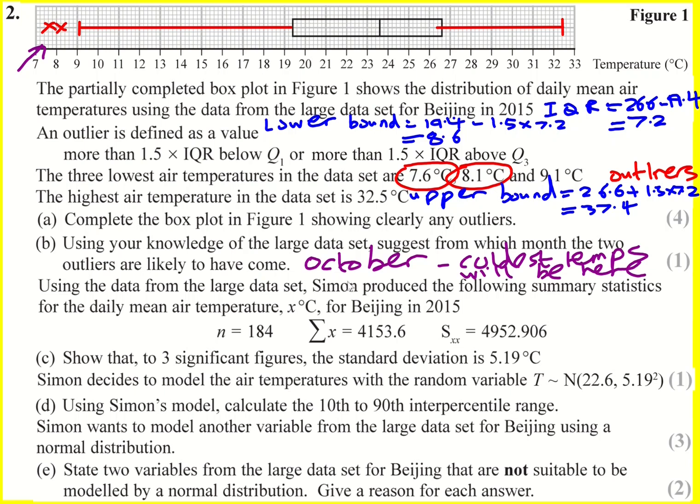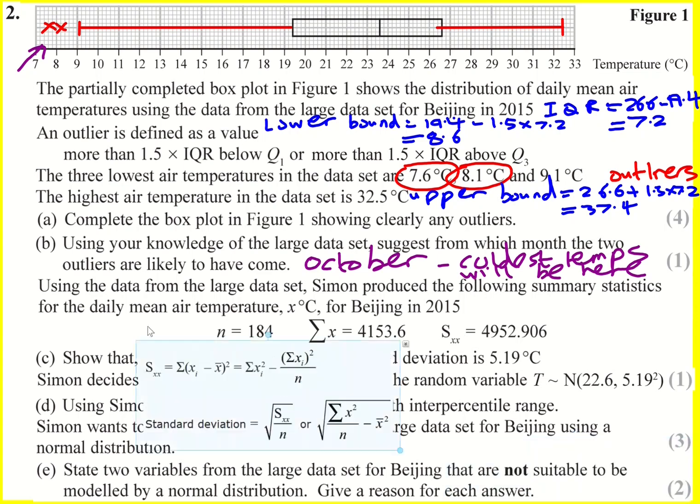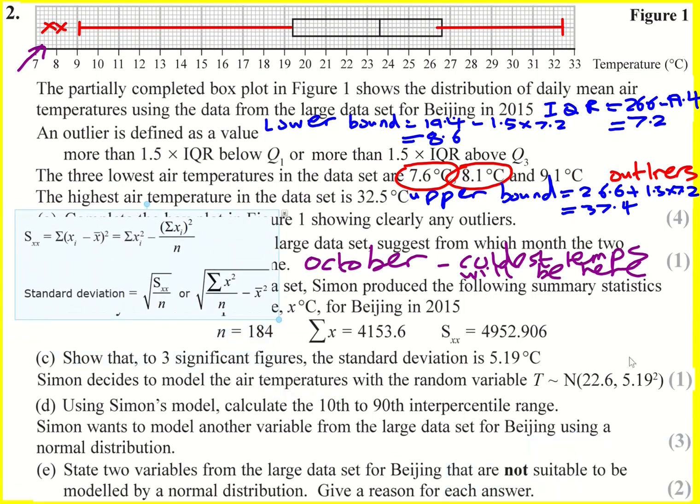Using the data from the large data set, Simon produced the following summary statistics for the daily mean air temperature for Beijing in 2015. So now this is all the months from May to October, and we've got 184 values. The sum of the temperatures is as shown. And this Sxx is defined in the formula book. You've not seen a lot of it.